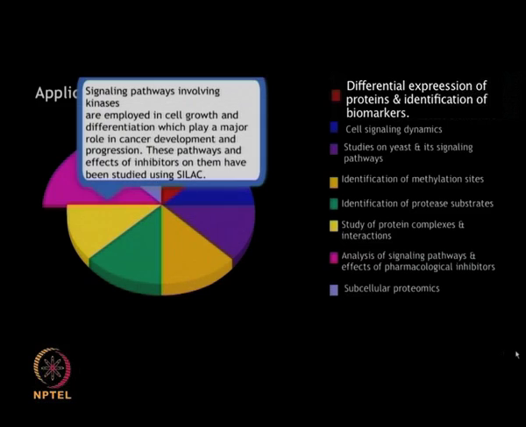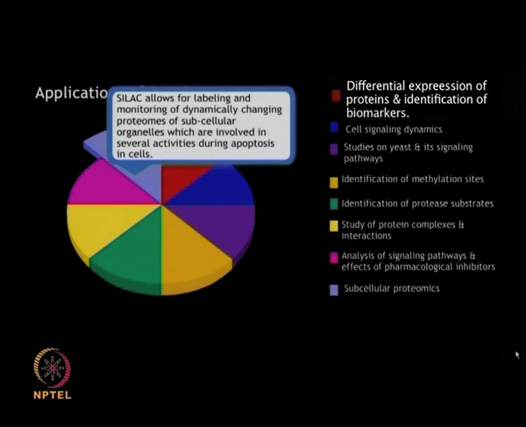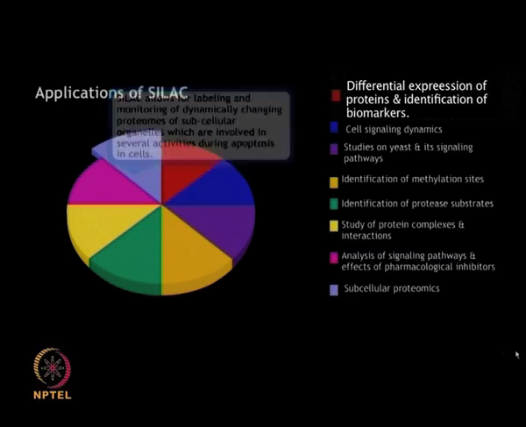The signaling pathways which involve kinases employed in cell growth and differentiation play a major role in cancer development and progression. These pathways and the effects of various inhibitors have been successfully studied by using SILAC. SILAC allows for the labeling and monitoring of the dynamically changing proteome of subcellular organelles which are involved in various activities during apoptosis in cells.